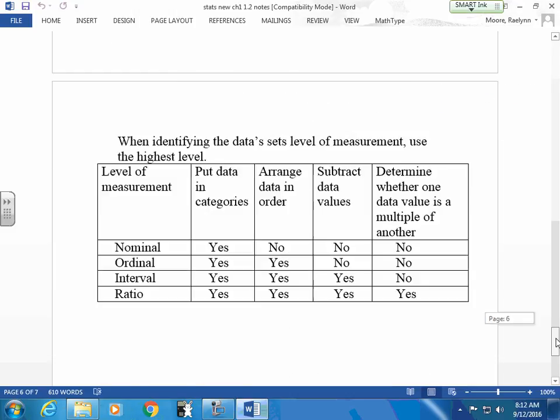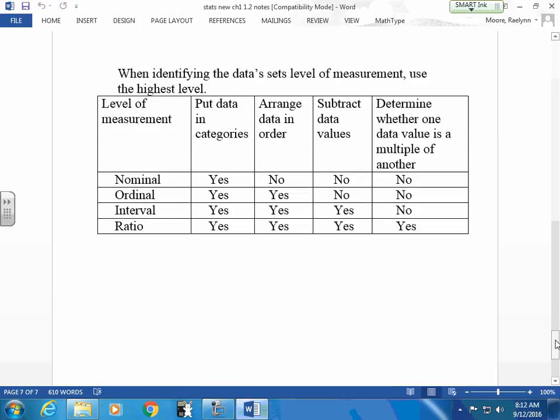And again, if you put these in order, determine the last one. Everybody that's a ratio is everything before it. Everybody that's an interval, everything before it. So you always want to pick the highest level that you have.